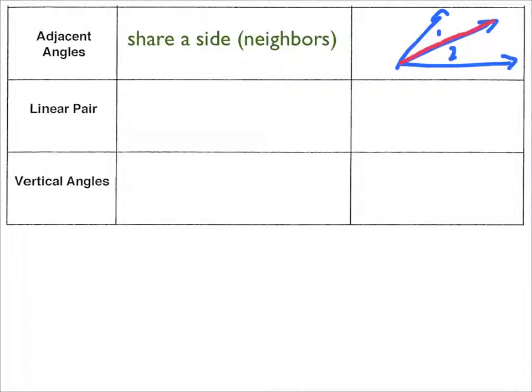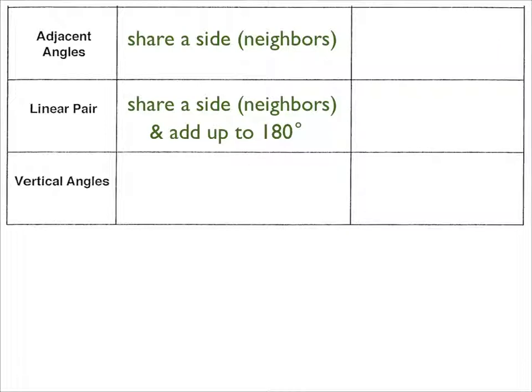Most importantly, the last two. A linear pair is two adjacent angles that add up to 180 degrees. Together they make a line, hence the name linear pair. So this is the example here. Angle 1 and angle 2 are adjacent, they share a side, and they add up to 180, so they're supplementary. That is a linear pair.